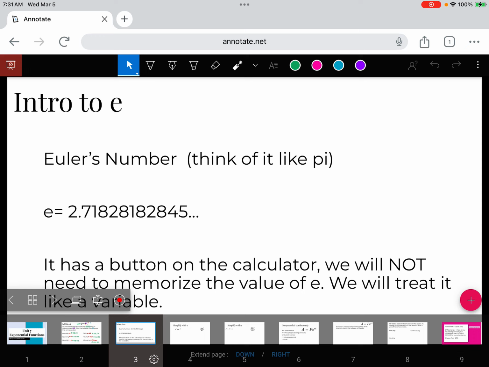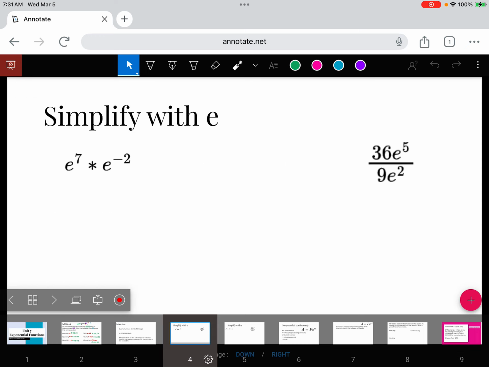So the first thing we're going to do with e is practice a little bit of simplifying using e. Meaning, I'm going to give you stuff like this. We are not looking to get a decimal answer. We are looking to simplify. On these ones, when we are simplifying with e, there should still be an e in our answer.